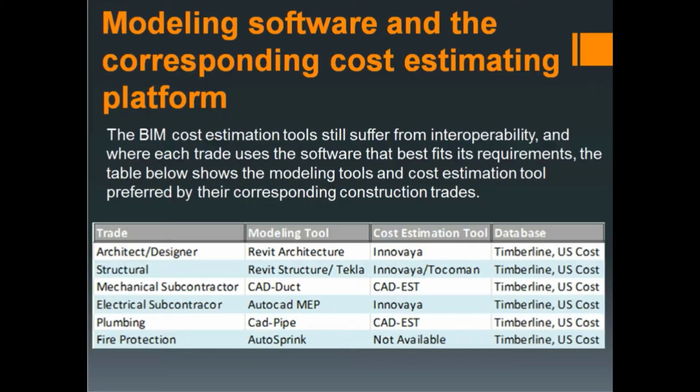A problem in the current BIM market is the low interoperability among different BIM tools due to the market fragmentation. For example, the architects and designers prefer to use Revit for modeling and Innovea for quantity takeoff and cost estimation, whereas plumbing subcontractors use CADpipe for modeling and CADist for cost estimation. These two models, when combined together, can lead to a loss of data and cannot function as a single model to be exported to a single BIM estimation tool.